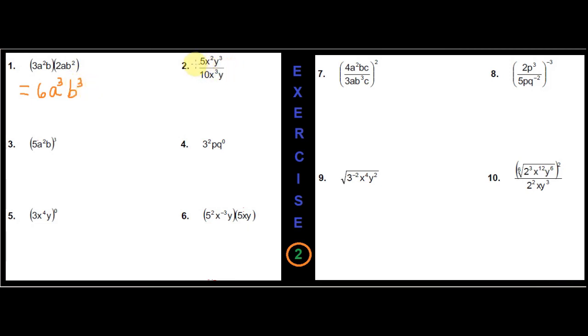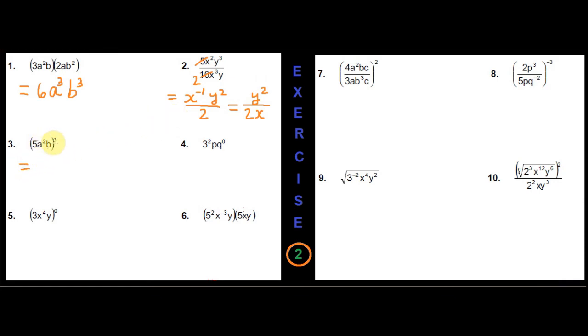In number 2, I'm first going to divide the 5 into the 10. So that's twice. Then we have x squared divided by x cubed. If you subtract the powers, 2 minus 3 of course is minus 1. And for the y's, 3 minus 1 is 2. So it's y squared all over 2. And now we can bring the x to the minus 1 to the denominator. So we're going to get 2 times x to the plus 1. And of course, we still have y squared in the numerator.